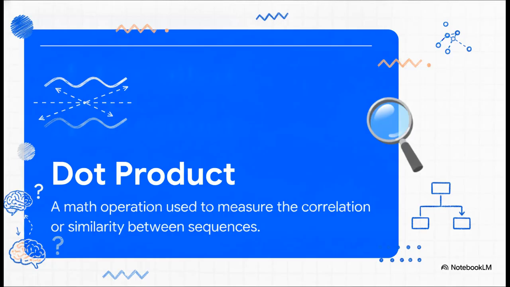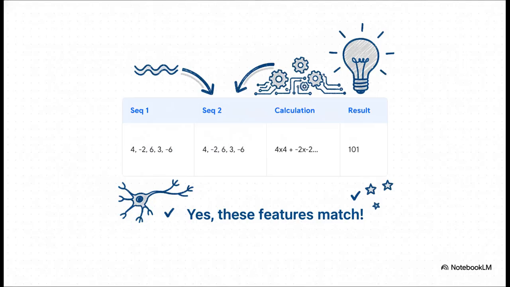Okay, I know dot product sounds like serious math jargon, but it's honestly just a mathematical operation used to measure the correlation or the similarity between two sequences of numbers. That's really it. It's just a highly efficient mathematical way for the computer to ask, hey, do these two things look alike? Let's actually walk through how this plays out.